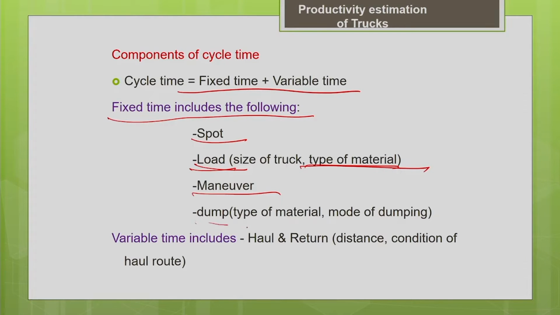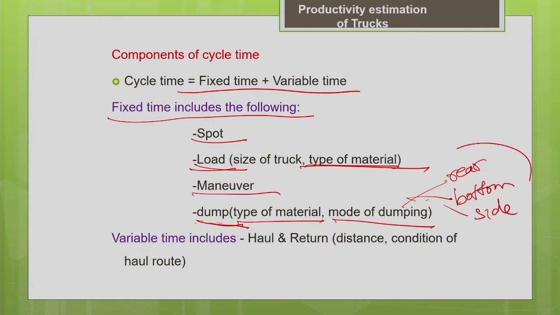Then dumping also comes under the fixed time. As I told you, dumping will depend upon the type of material. Some material can easily flow out, so there the dumping time will be less. It also depends upon the mode of dumping, in the sense whether you go for rear dumping, bottom dumping or side dumping. All these things are going to affect your dumping time. But all these make up your fixed time, because they are not going to vary with your haul distance.